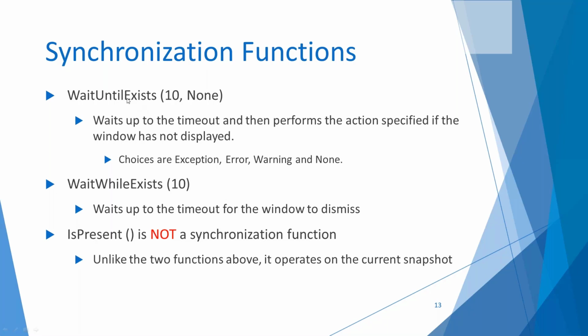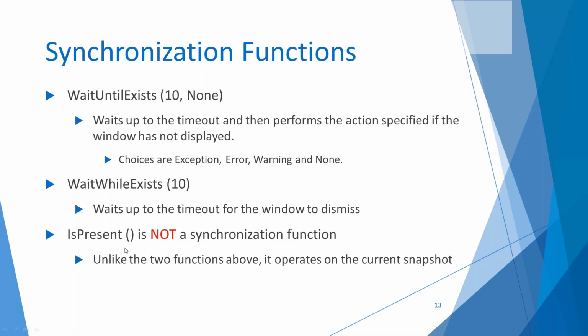Wait until exists can be used on top-level windows. It can even be used on controls. You can wait for a control to show up, because maybe a text field doesn't show up in an application until something else happens. Maybe you have to select something from a drop-down and then all of a sudden a text field shows up. Well, in that case, again, use wait until exists. Don't use is present.